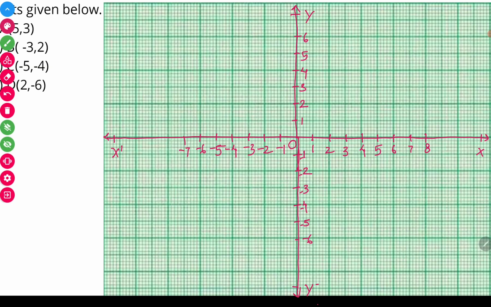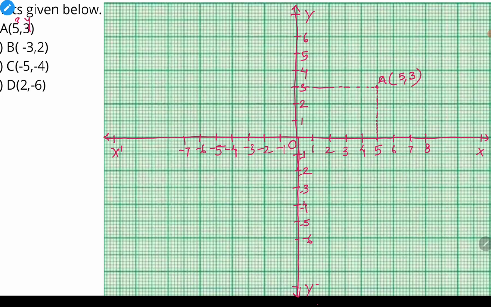So your first point A is (5, 3). So x is 5 and y is 3. X is 5 and we will extend this till y is 3. So this point is A, and the coordinates are (5, 3).